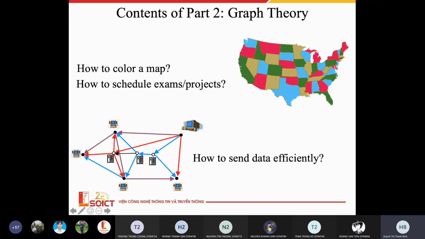And another problem is how to send data efficiently. You can see that this kind of problem you already saw several minutes ago when I introduced our research topic. It relates to multi-domain, and you can answer the question of how to send data efficiently by using different domains to connect from one to another.